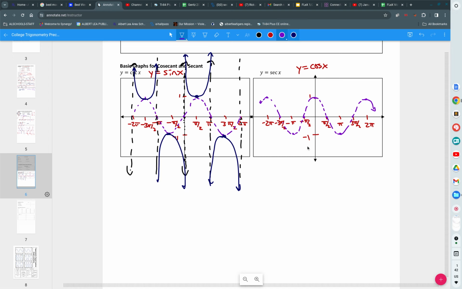So now once we get that, we go ahead and we draw our asymptotes. They go right through the same spot. And you can see that your graph of secant is going to look very, very similar to the graph of cosecant.